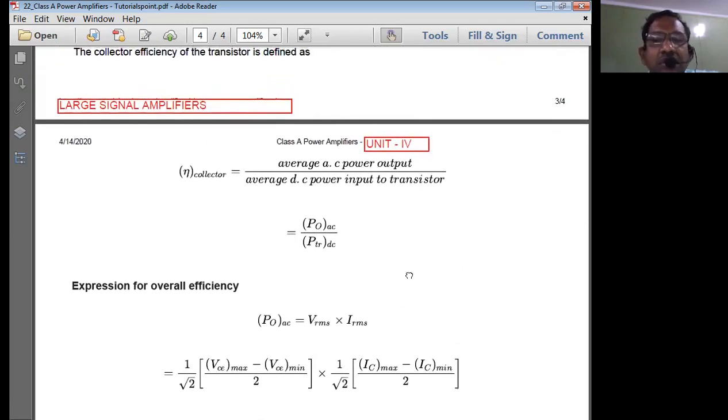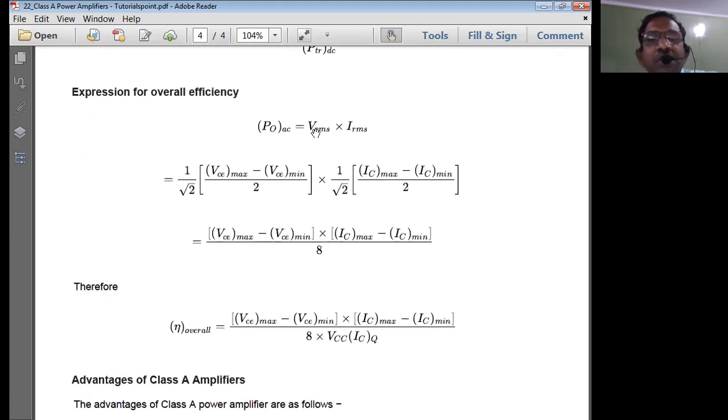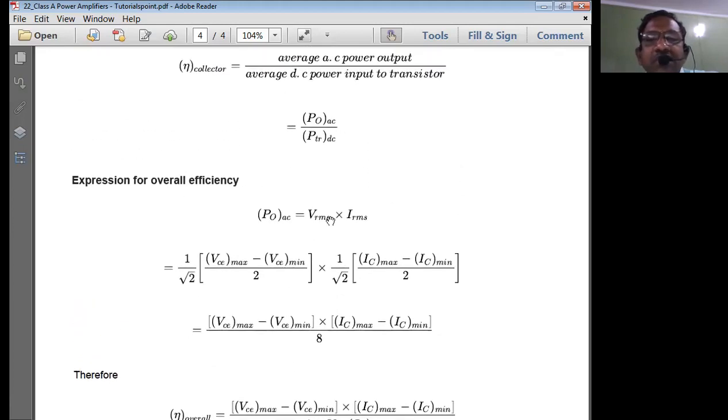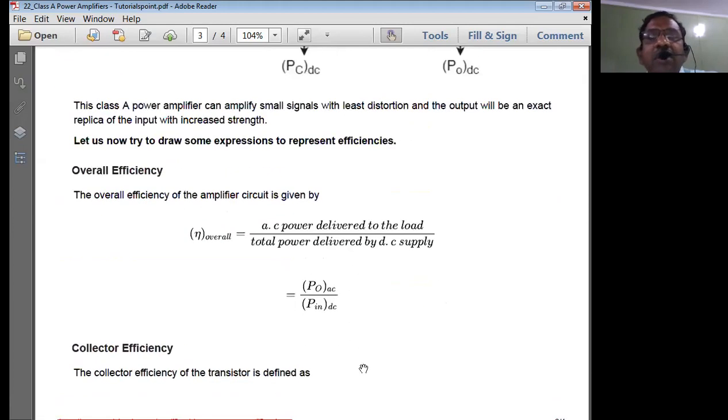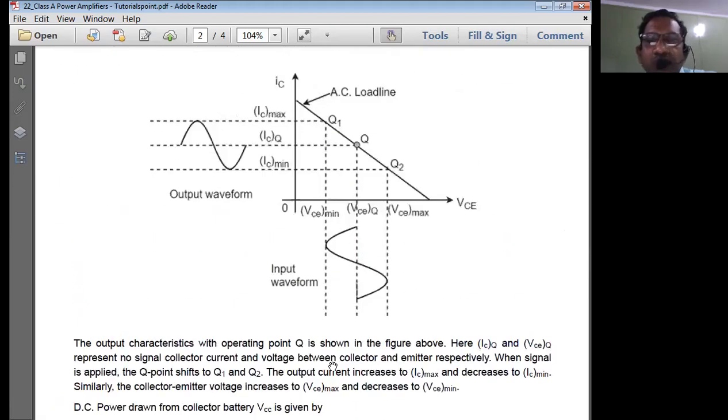So average AC power I can write as VRMS into IRMS, the output AC power. AC power is equal to RMS voltage into RMS current. What is VRMS? VRMS is equal to VM by root 2. What is VM? I am writing VM in terms of the voltage swing. This is the voltage swing, so I can call it VCE max, and this I can call VCE minimum. Similarly, the current swing I can call IC max and IC minimum.